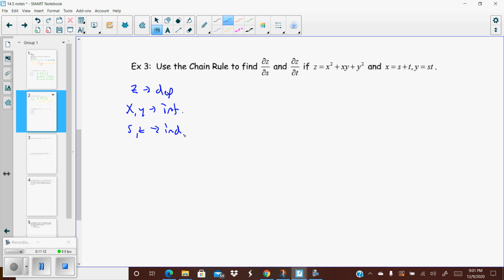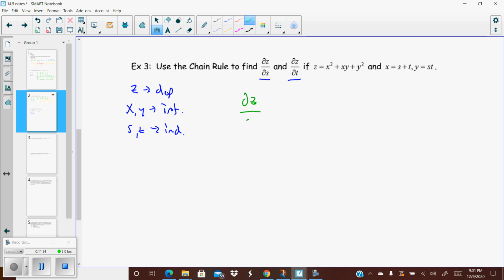That's why we have to find two partials, because when you have more than one independent variable, you cannot find the full derivative. You have to find it as two separate partial derivatives. So, in this case, everything is going to be in partials. Not impartial, in partial.